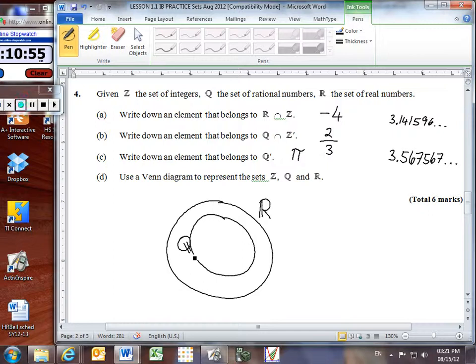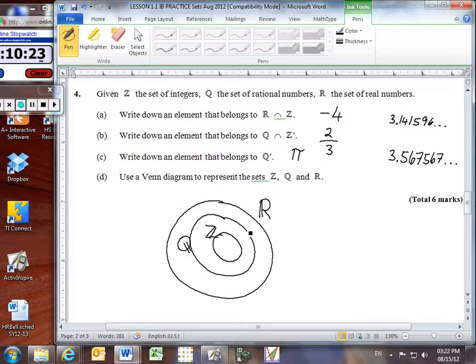Furthermore, all of our integers belong to the rational number set, because all of our integers can be expressed as fractions. Something like -4, we can write that as a fraction, -4/1. Or 17, the integer 17, we can write that as a fraction, 17/1. And so every integer belongs to the rational number set. It's just the fractions with denominators of 1. And so here's your answer for part D.